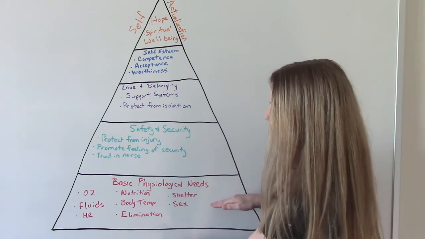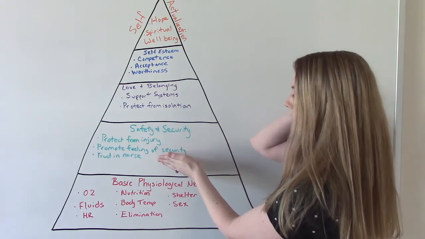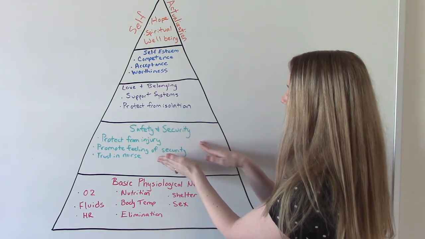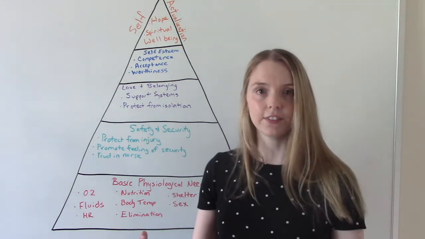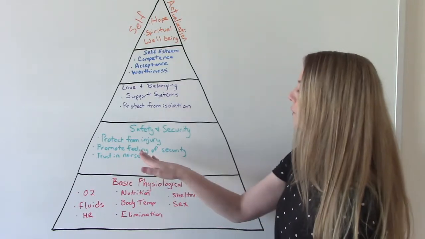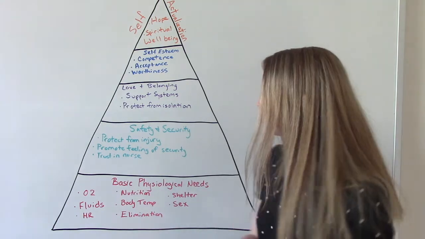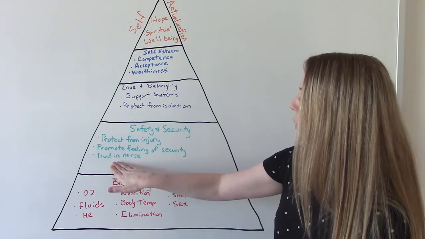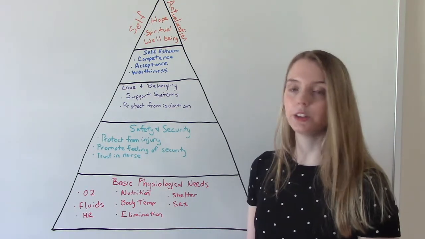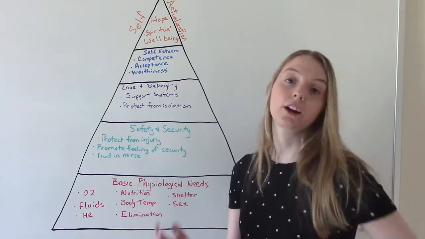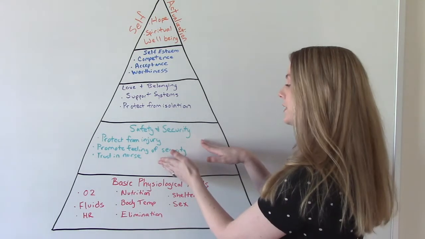And once these things are met, now we can move on to this one, which is safety and security. So our job as the nurse is to protect the patient from injury. So we're thinking like physical safety, right? Promote a feeling of security. So this is like psychological safety. And then have a trusting relationship with the nurse. Because if they don't have that trusting relationship with you, they're not going to feel safe or secure in the care that they're receiving. So if we've met this, our next priority is to go on to this.